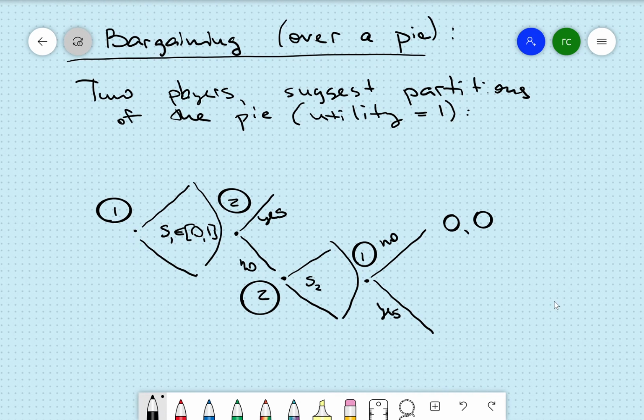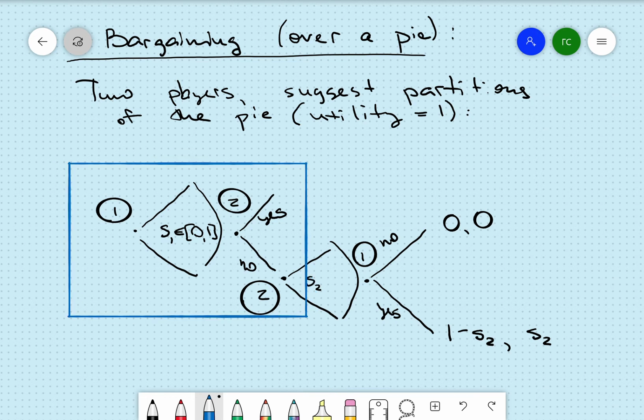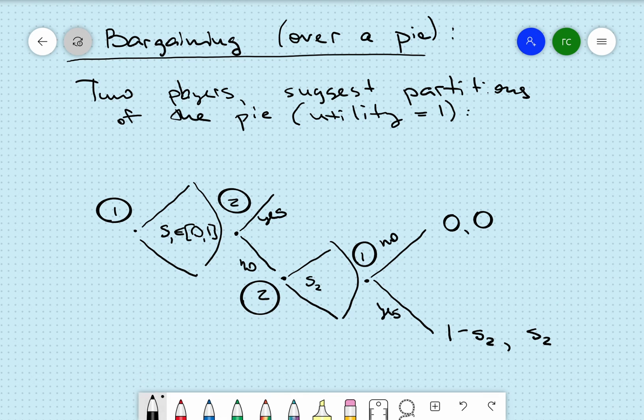If the first player says yes, then the first player will get what is left of the pie after the second has taken S2 out of it, and S2 goes to the second player, who was making the offer here. And the same works for the situation where the first is proposing and the second is agreeing to this part of the game. So in this part of the game, if the second player says yes, then the first player gets S1, this value that the first chose within her offer, and the second player gets 1 minus S1.